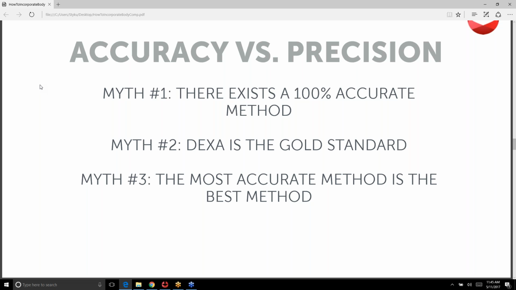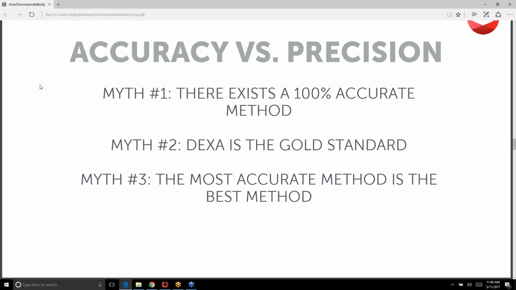Now, coming back to myth number 3, or coming back to accuracy and precision, accuracy is actually a bit of a misleading metric. The most accurate method may not be the best method, depending on how you're measuring body fat and why you're measuring body fat. The way that I like to explain it, accuracy is how close you are to the true answer, right? Where precision is how consistently you can deliver a consistent answer.